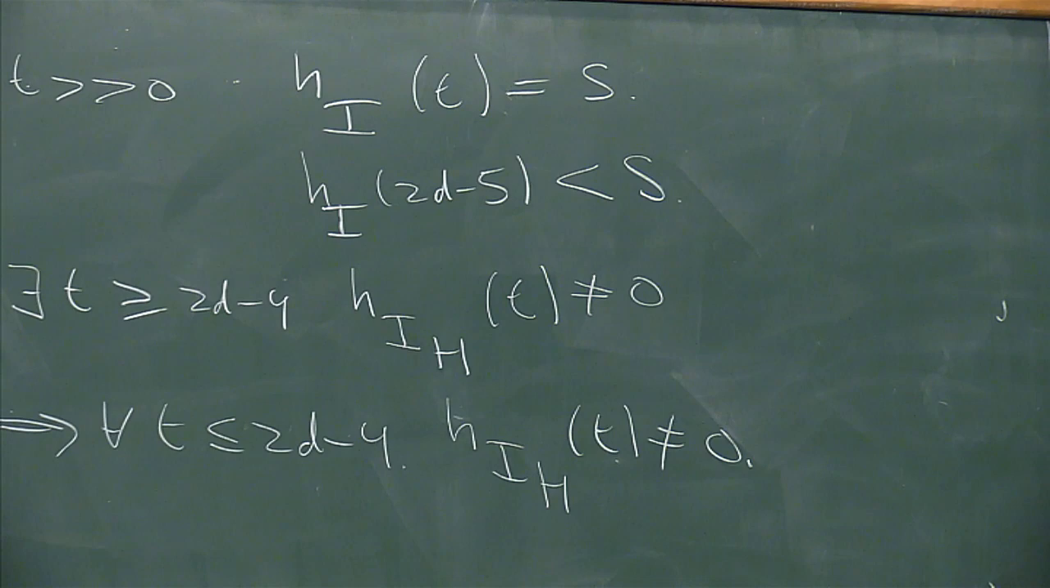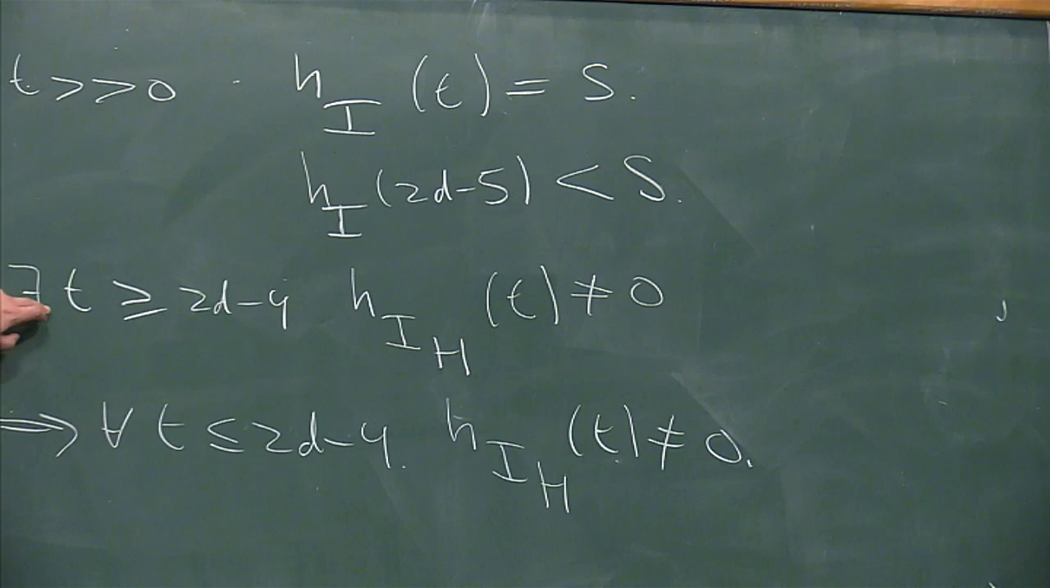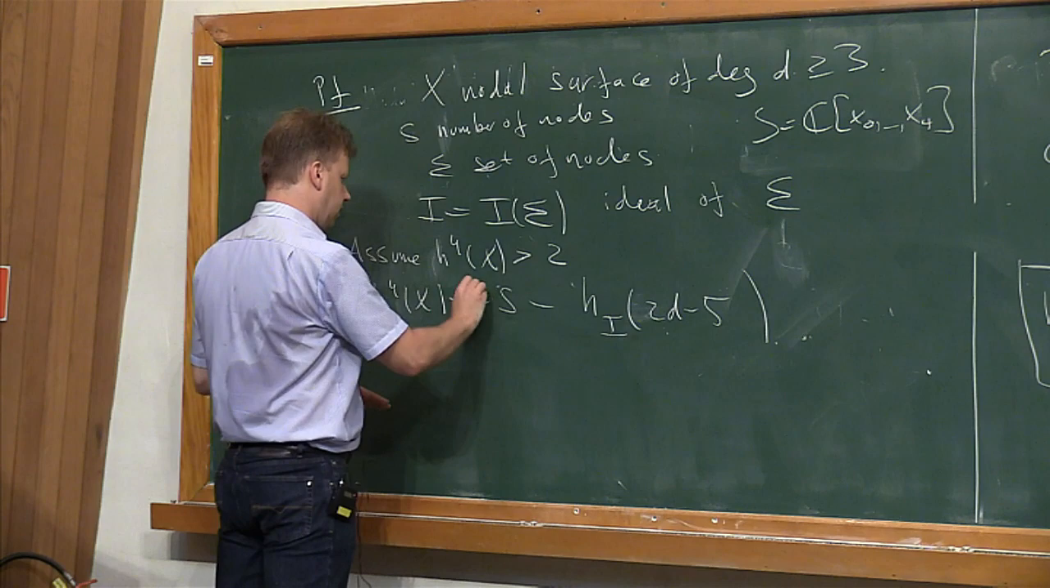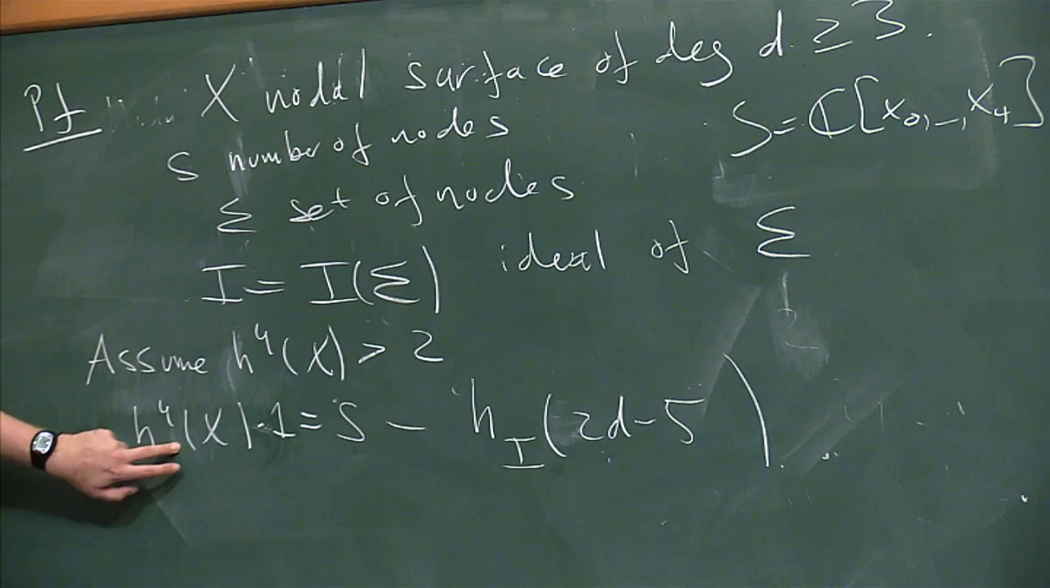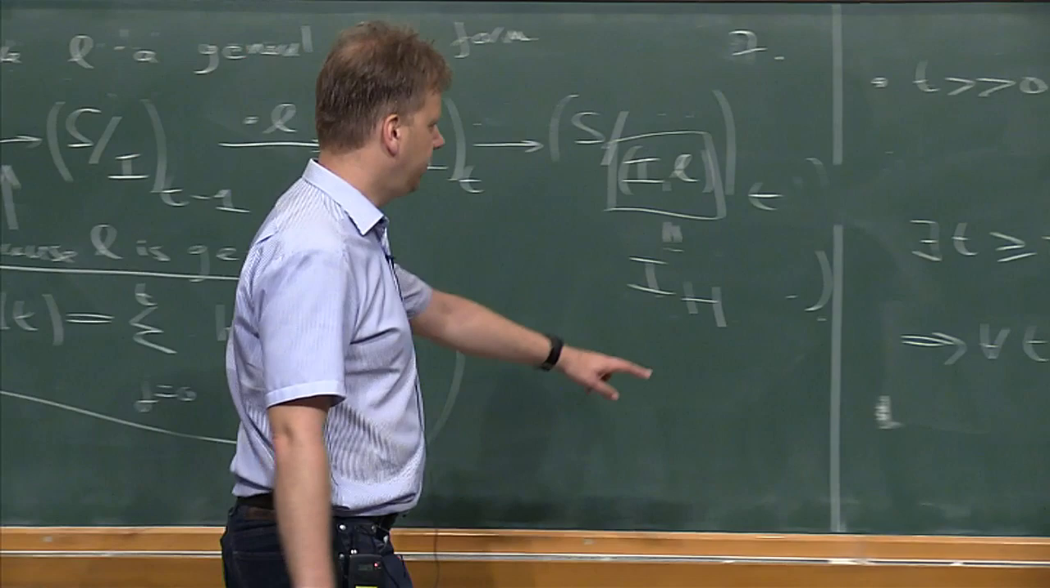What can you do now? Which one? This one? So this one, we are looking, h4 of X is the difference between the number of nodes and this thing. So plus one. So h4 of X minus one is this thing. There was one formula I recalled at the beginning. We are assuming that h4 of X is at least two. So this thing is not zero. So this thing has to be negative, smaller than S, and then you get here, you come here. Good.